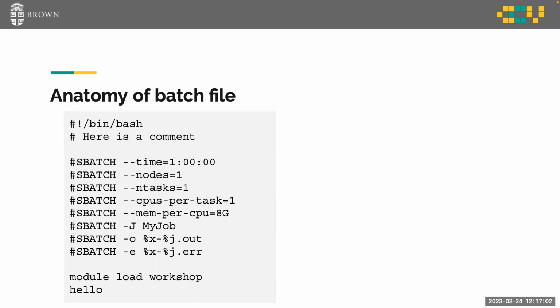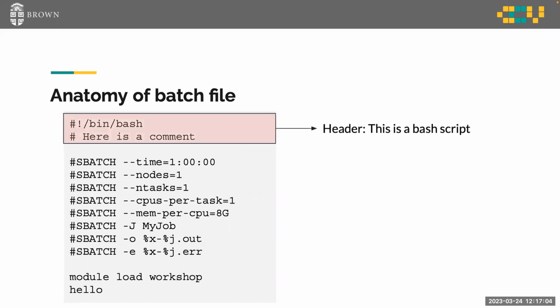Okay. You can break this down into 3 basic components. The top of a batch script is just the header, and you've got your shebang bin bash, just saying that it's a bash script. Okay. And this is just what a comment line looks like.